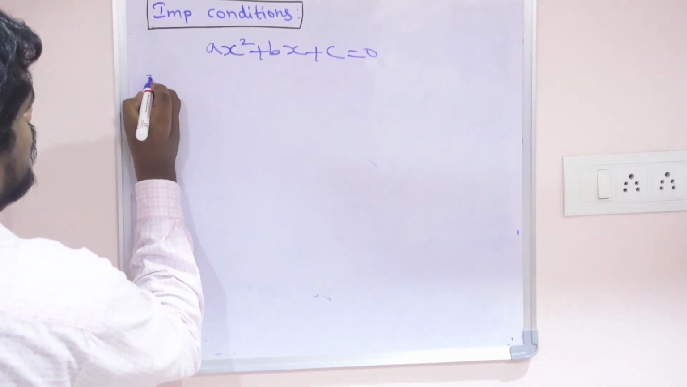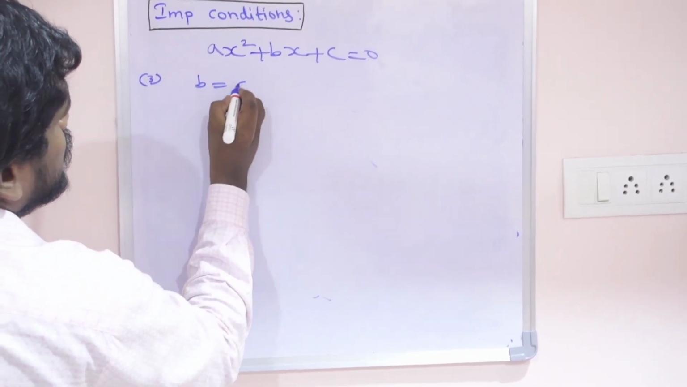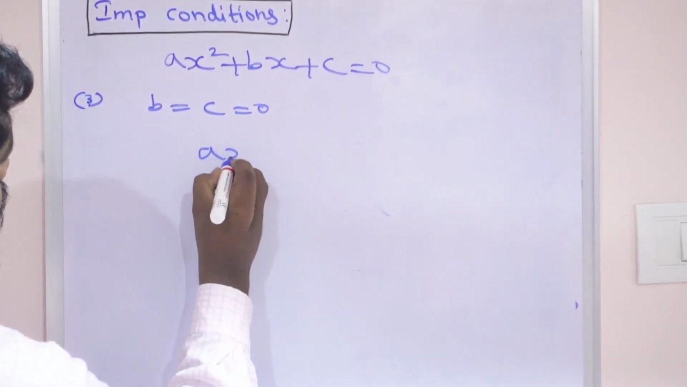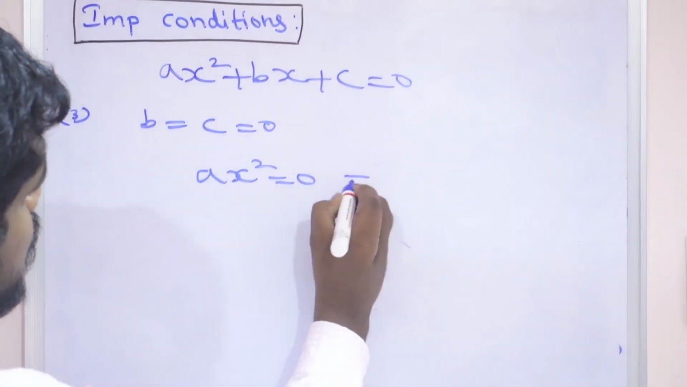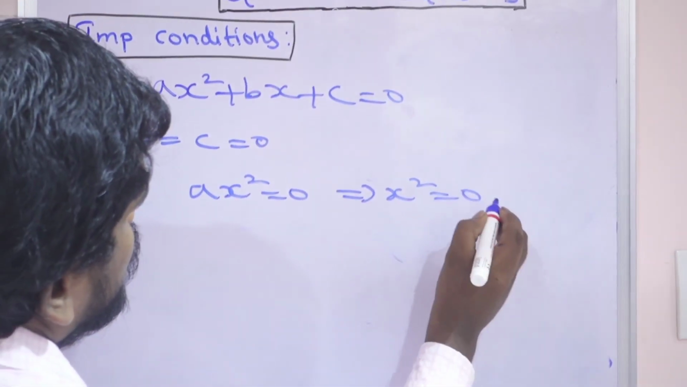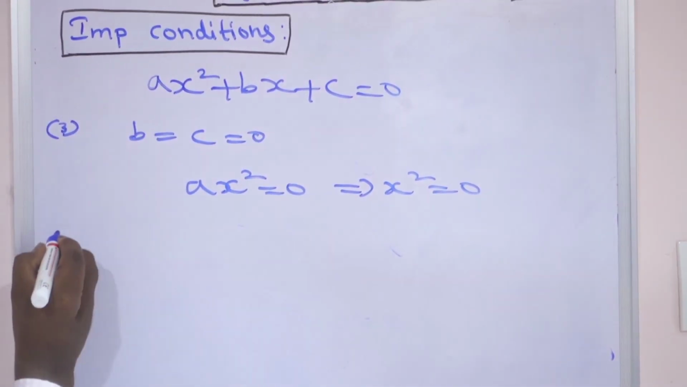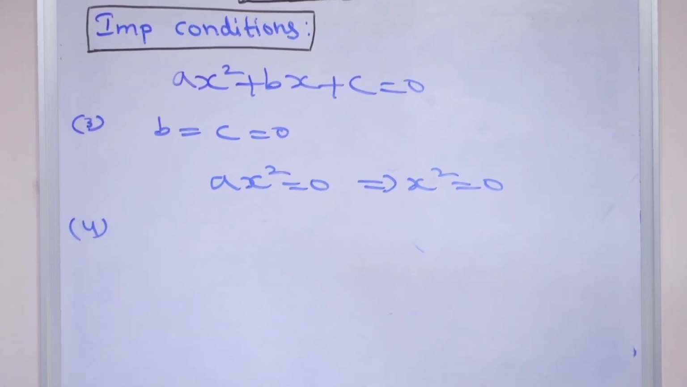Third case, B is equal to C is equal to 0. Then what is the equation? Ax square is equal to 0. Then x square is equal to 0. So the roots are 0, 0. Roots are equal to 0, 0 only.